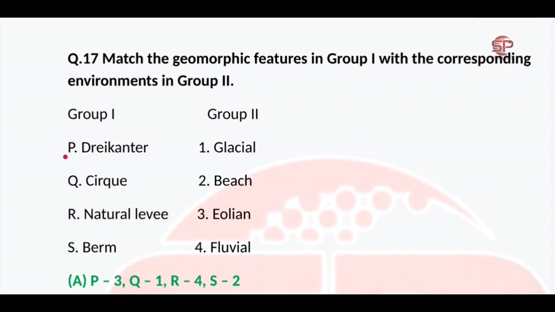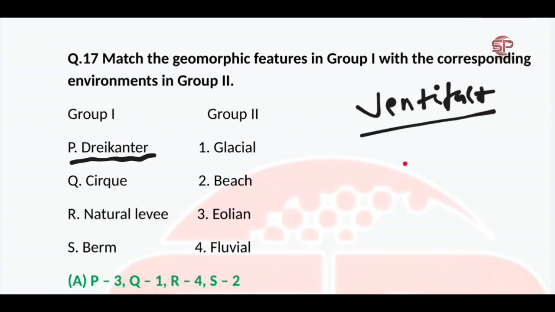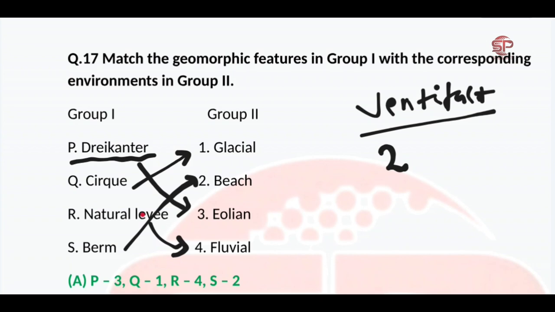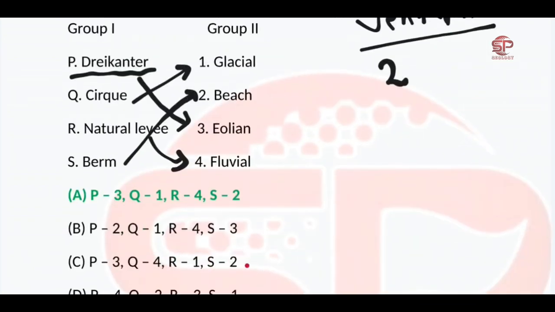Then comes Dreikanter, it is ventifacts, wind faceted pebbles. When ventifacts have two smooth surfaces, it is called Dreikanter. So it is Aeolian. The cirque is glacial, an armchair-like structure or amphitheater basin structure. Naturally it is parallel to the river valley, produced by flood, it is fluvial. And berm, it is the ridge which divides the foreshore and backshore. So the answer will be A.